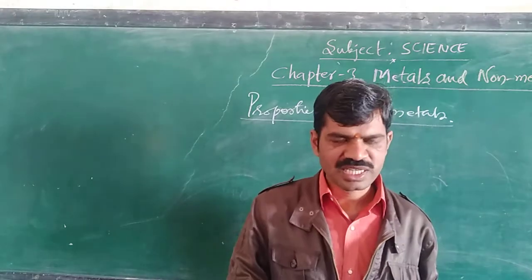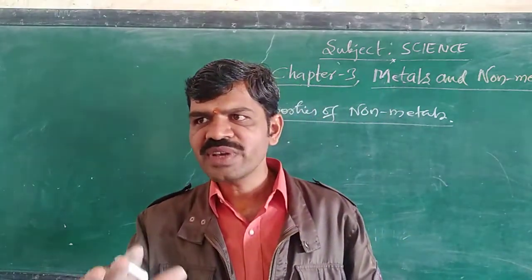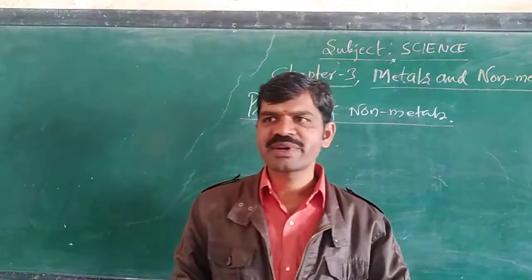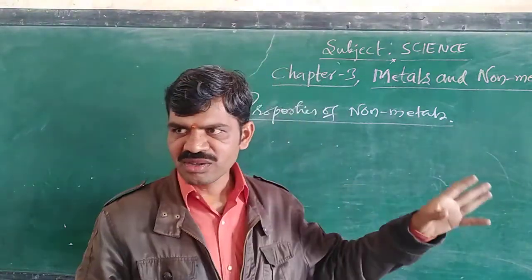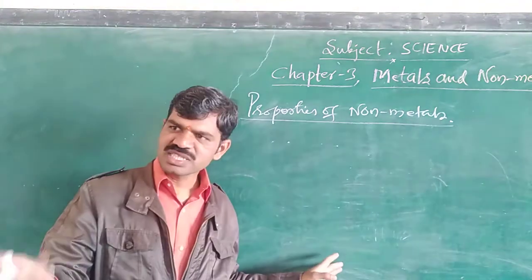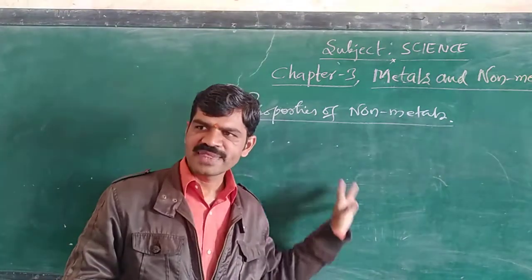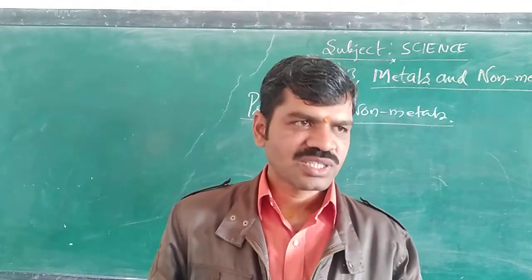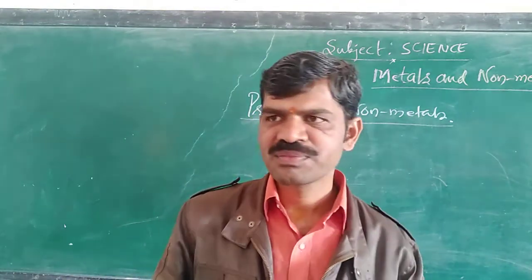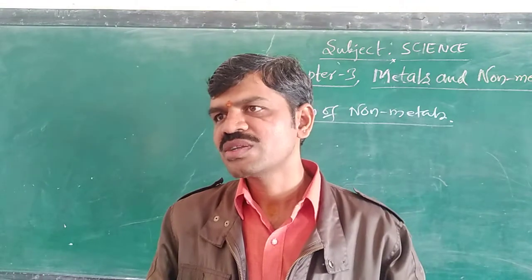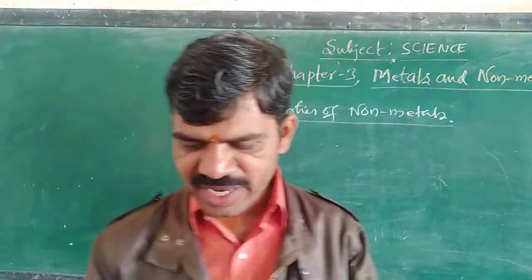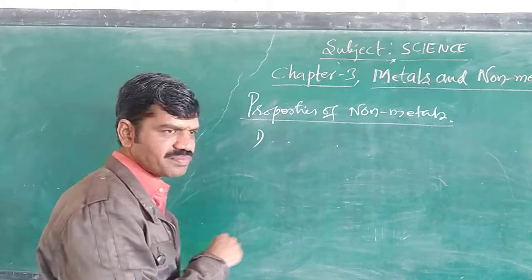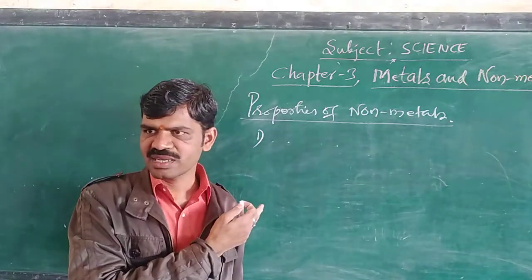There are some exceptions. If we remove those exceptions, whatever properties metals have, these non-metals do not have. This is the definition of non-metals. So non-metals don't conduct electricity and heat, so these are called non-metals. Let us now see examples of non-metals. We can write the properties of non-metals.